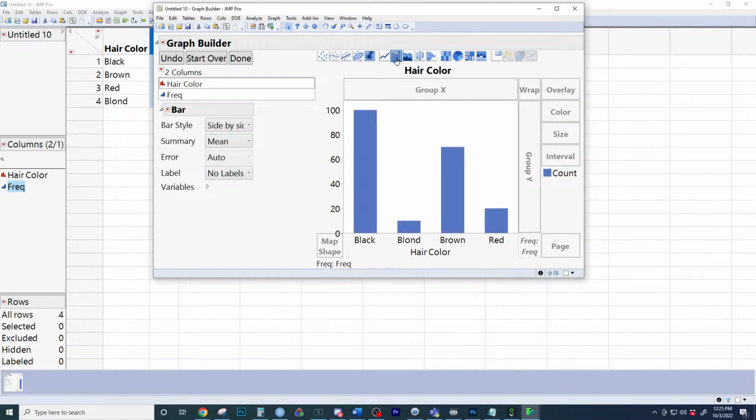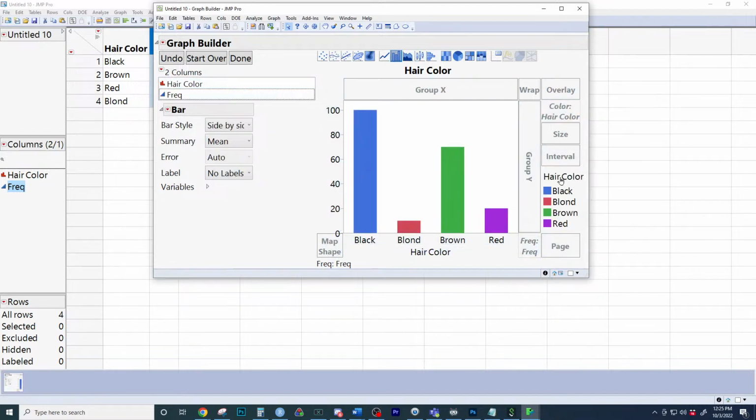We don't want to make a box plot. No, you've got to be careful. You can make mistakes like that. We could also add color right here, and there you go. There's the color on it. So there's a bar chart.